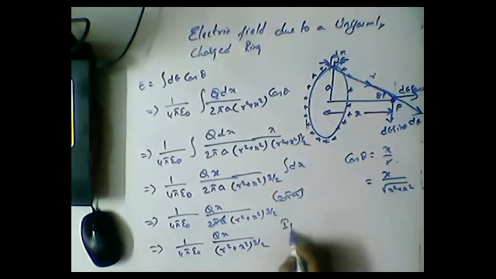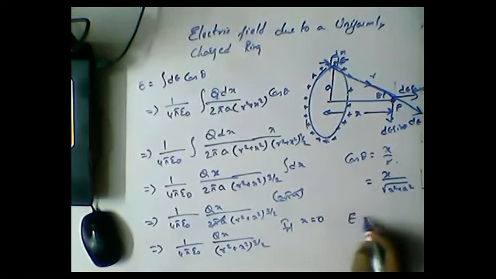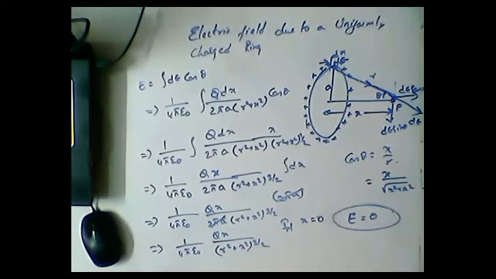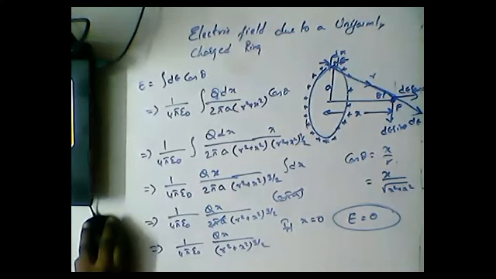So if x is equal to 0, E is 0. That is our final point. So the net electric field strength at the center of a uniformly charged ring is 0. The net electric field at the center of a uniformly charged ring is 0. That is the point.